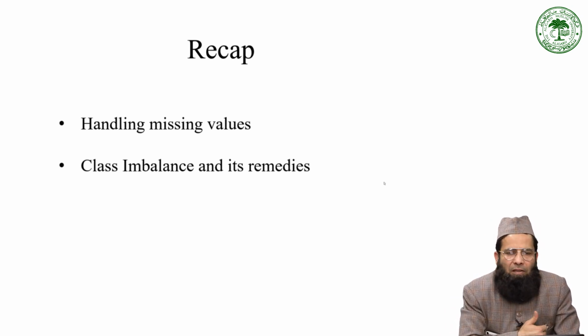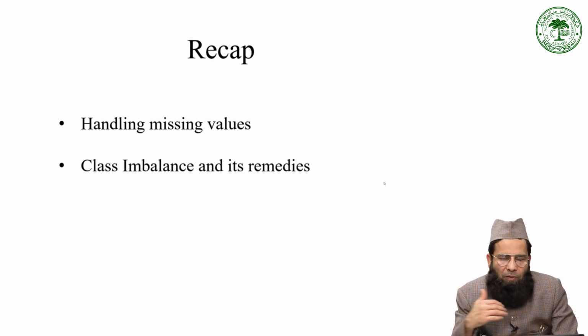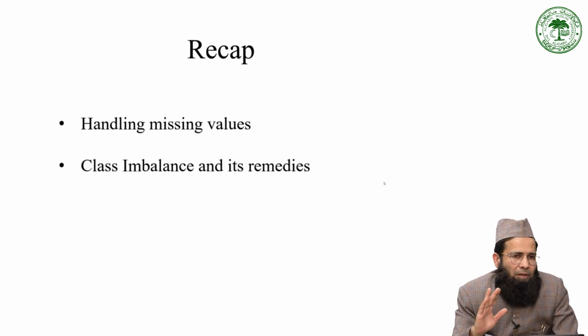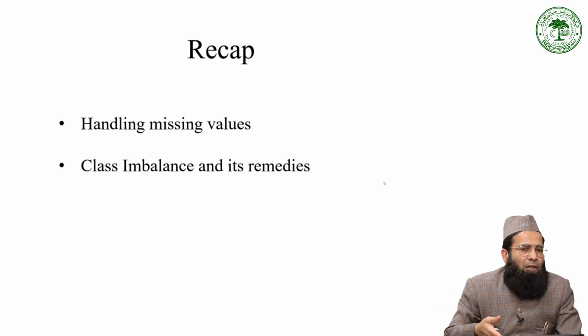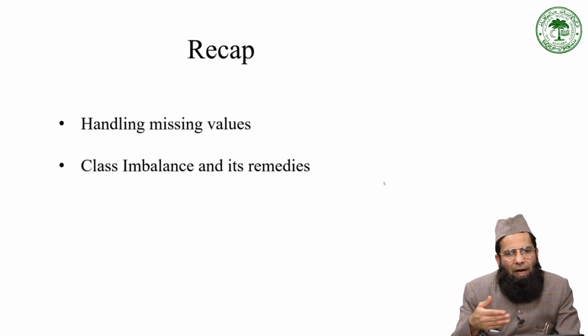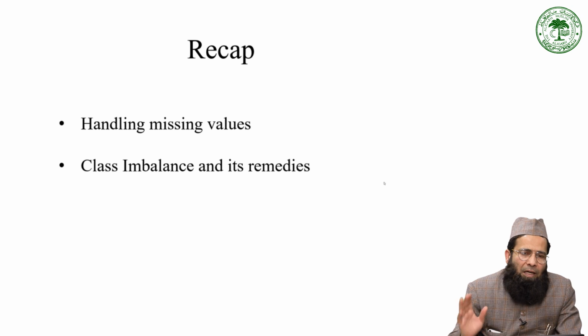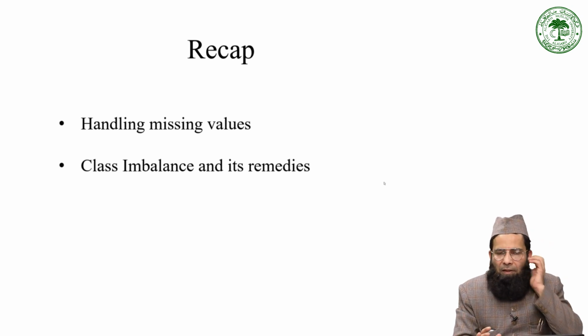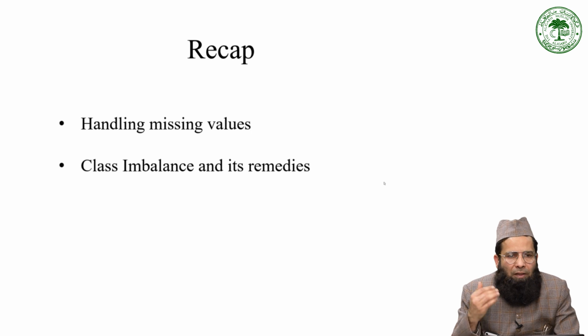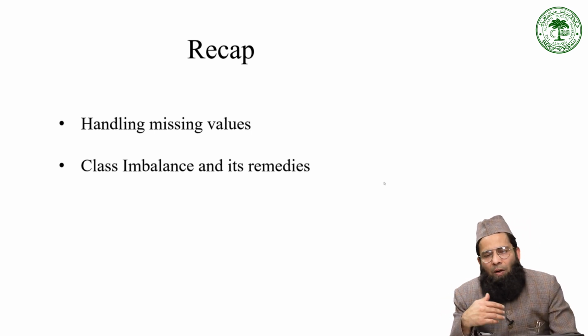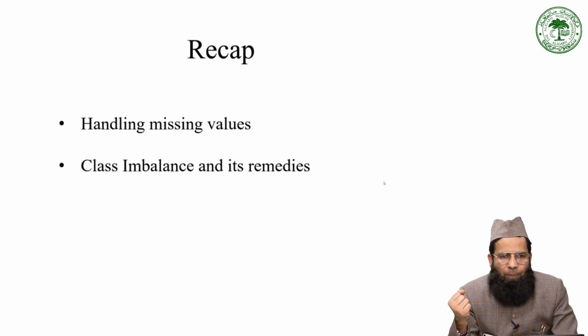So, we have seen three different ways through which we can handle missing values. The first one was to delete those records having missing values. The next one was to delete that particular feature which has missing values. And the third one, which was the most ideal solution, was to fill empty values with certain values, let's say the minimum value or mean value or median value and so on.